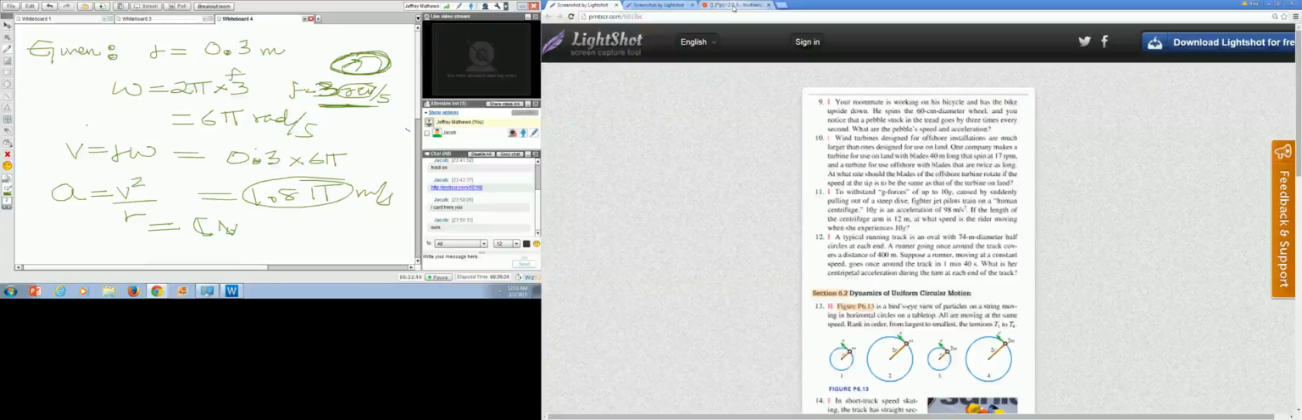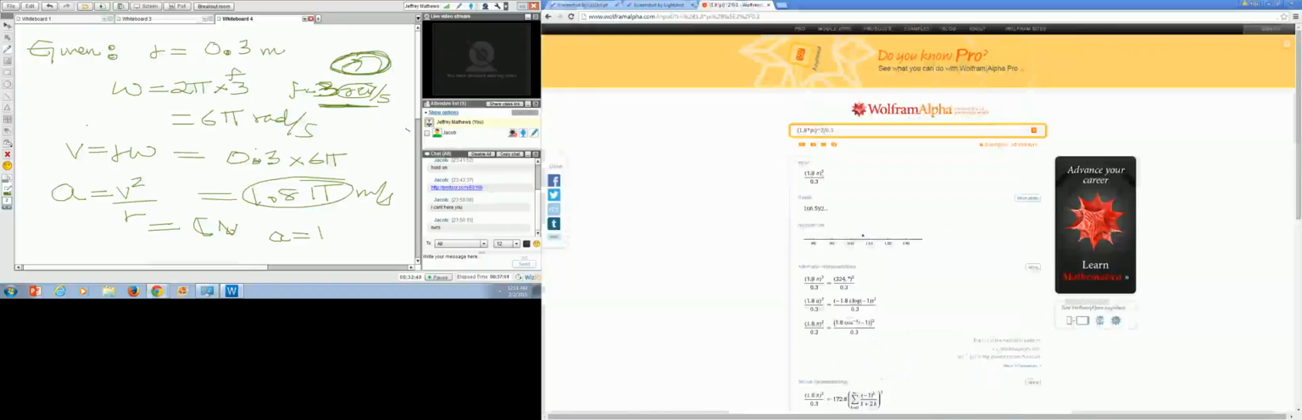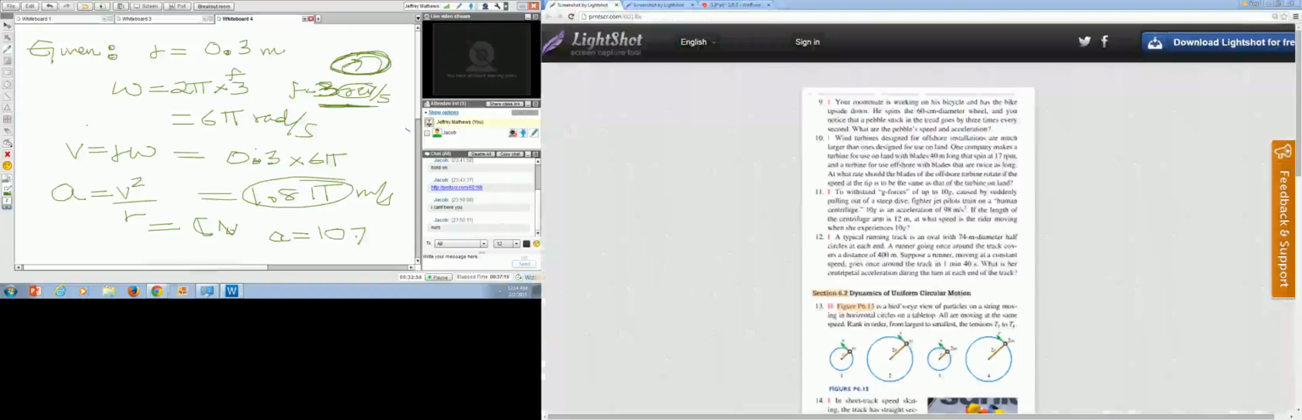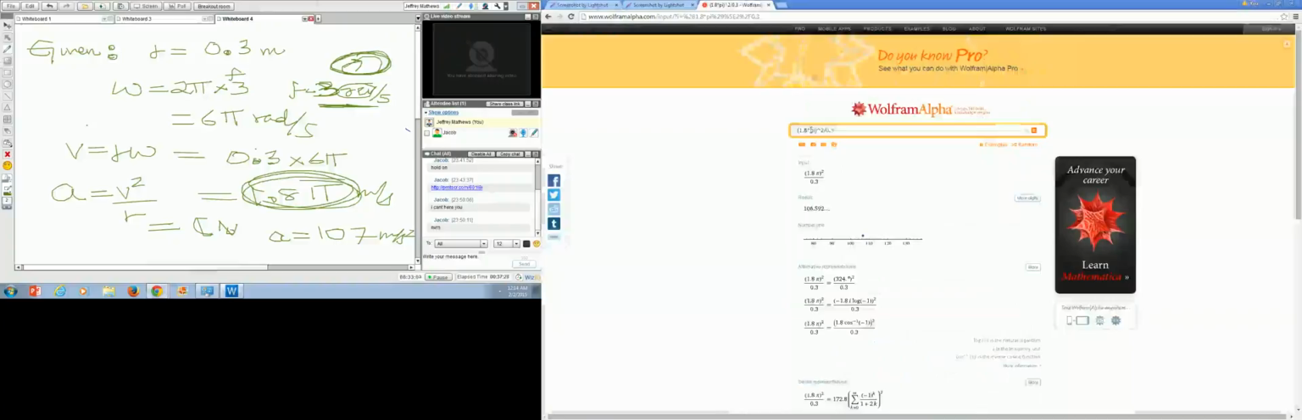It's 5.7 meters per second and 110 meters per second squared. This is number 9, right? Okay, yeah. That's correct. I got 107 meters per second squared, so that's rounded to 110. And velocity was 1.8 times pi, which is 5.7.